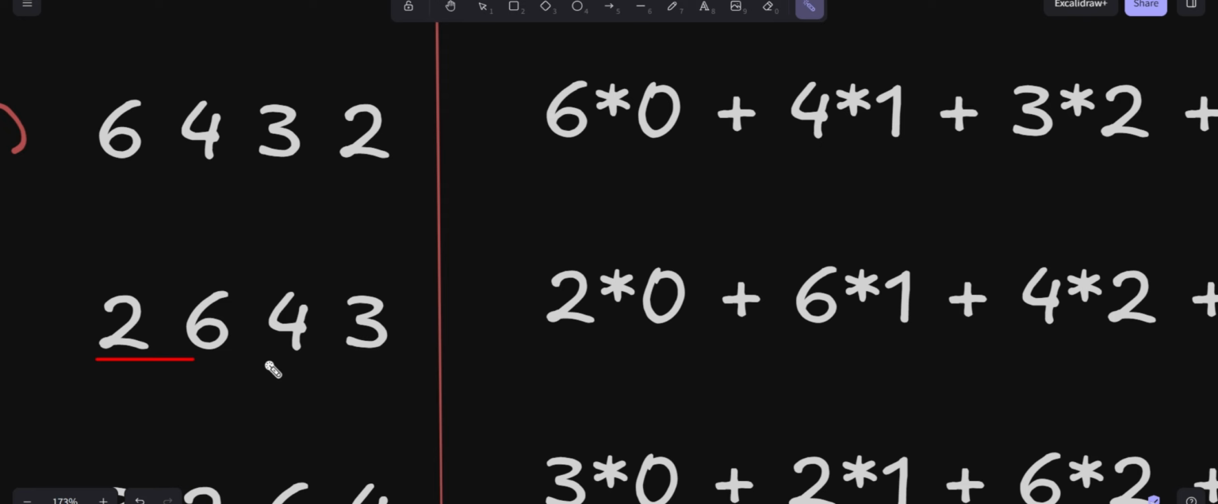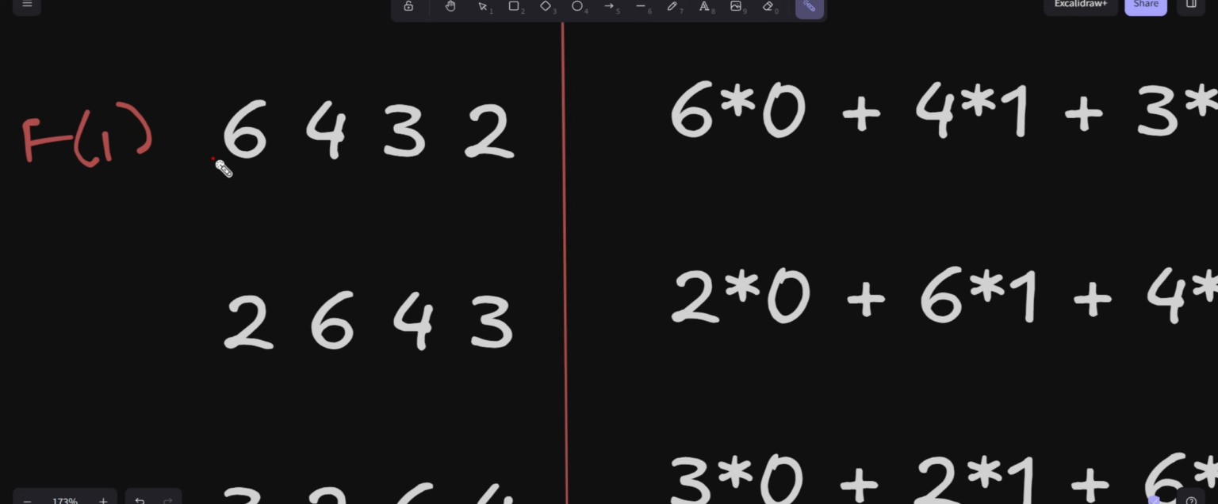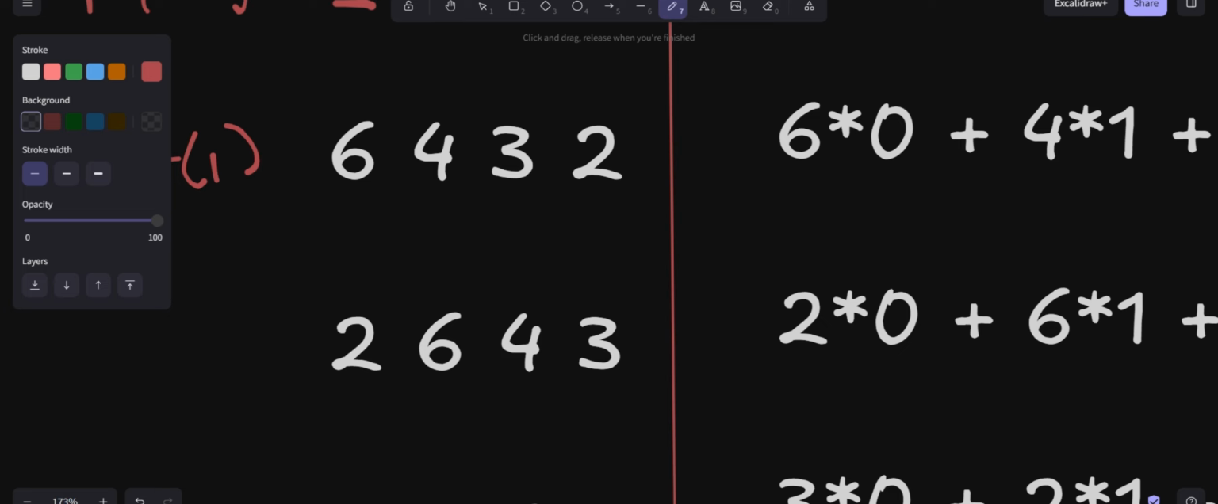Likewise, we calculate for 2643. Now the previous value has become equal to f of 1, right? And now we are calculating f of 2.